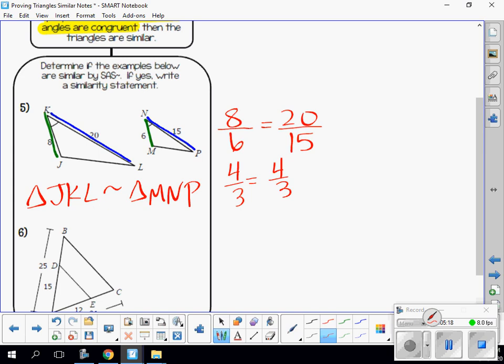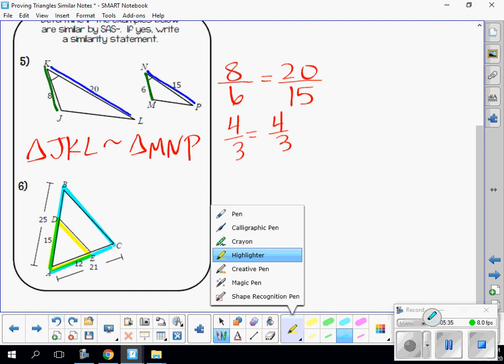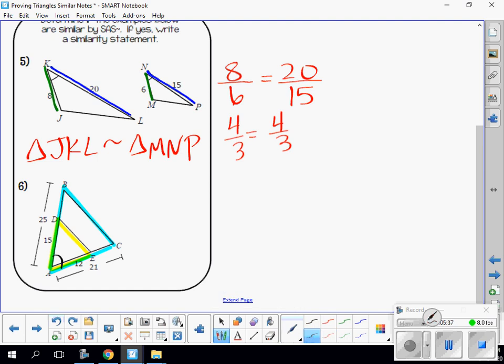All right, let's try number 6. We saw an example of this the other day, but I have one triangle trapped inside. That was a horrible job. One triangle trapped inside of the other triangle. So my angle that's congruent is going to be angle A because it's shared between both. And then I'm looking at my sides. Well, just notice that for these sides, they are going the whole length. So that 25 I need and that 21 I need.